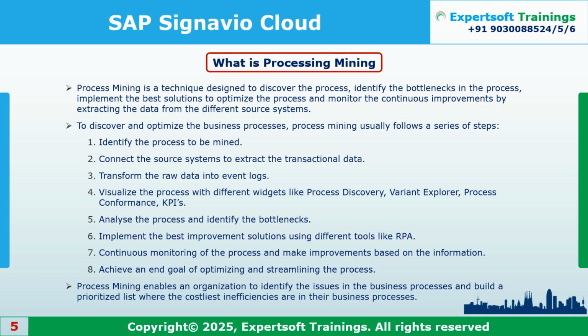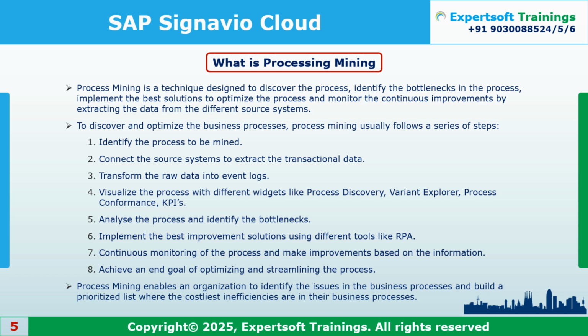And then you need to establish the connection from the source system to your process intelligence tool or process mining tool. Okay, then you start extracting the data from your respective source system to the process mining tool like Signavio. Once you extract the data from your source system to your process mining tool, then you need to transform the raw data into event log data. This is where our expertise is very important.